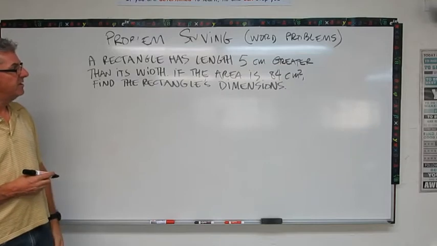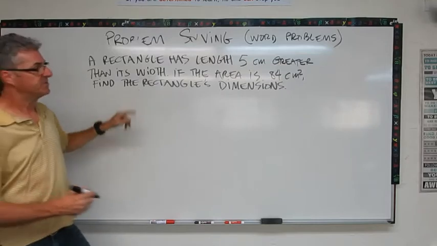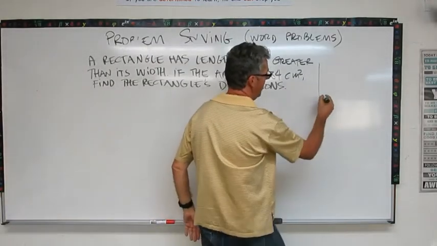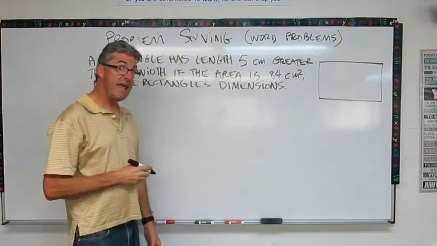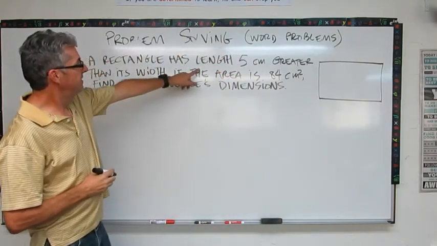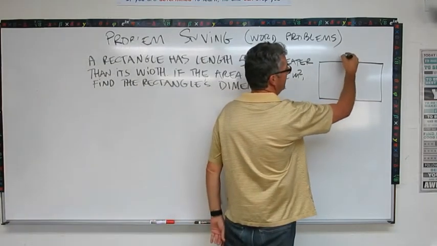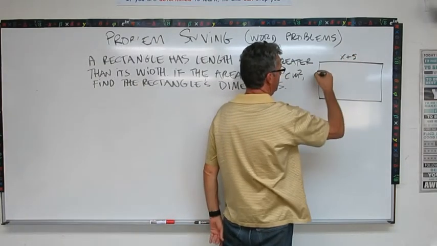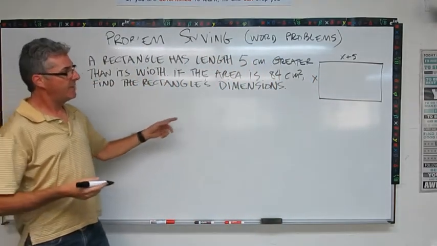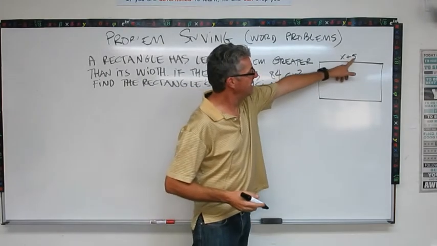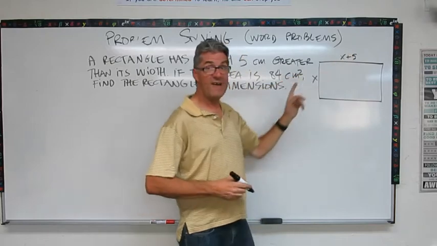Great. This one, geometry, means diagram. So let's do that right over here. I'm just going to draw a rectangle, and now I can put some labels on that. Length is 5 greater than width. I'm going to use x for my variable. What I'm writing here shows that the length is 5 more than the width. So if the width is x, then the length is going to be 5 plus x.